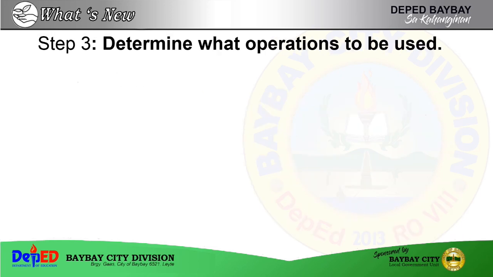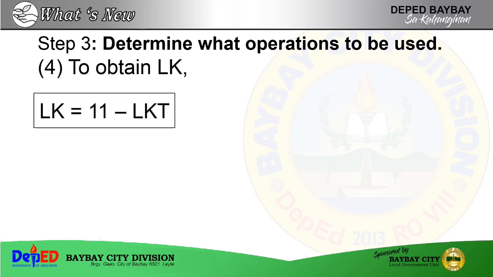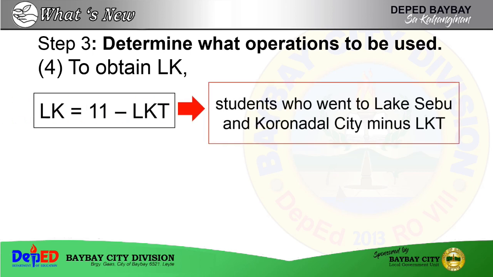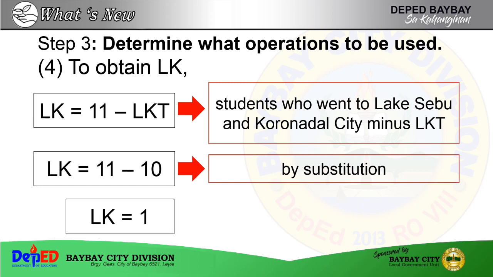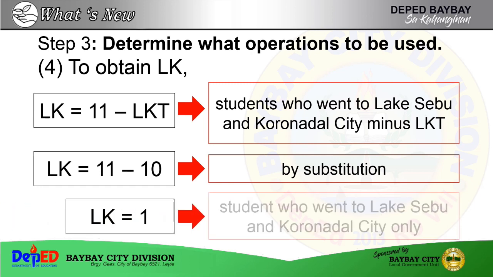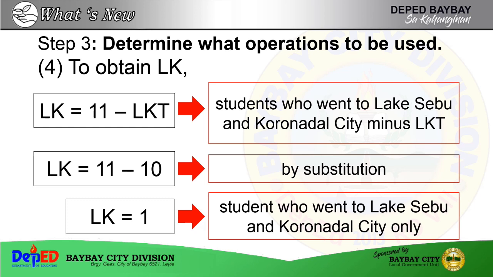To obtain LK, LK is equal to 11 minus LKT. These are the students who went to Lake Cebu and Koronadal City minus LKT. LK then is equal to 11 minus 10. It is done by substitution. We substitute LKT by 10. So LK will become 1. This is the student who went to Lake Cebu and Koronadal City only.